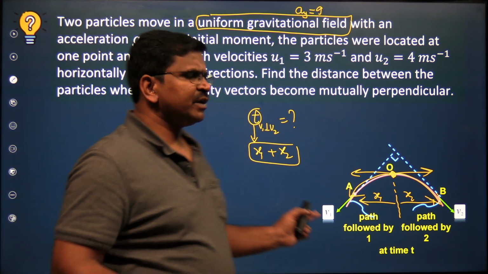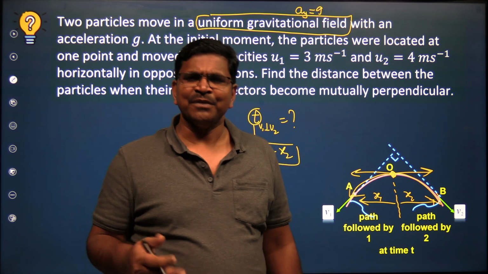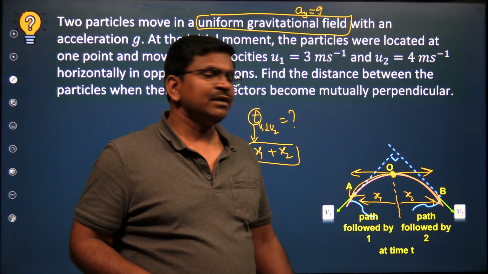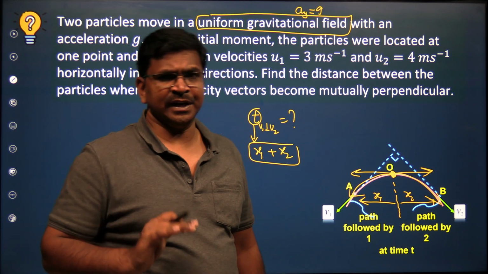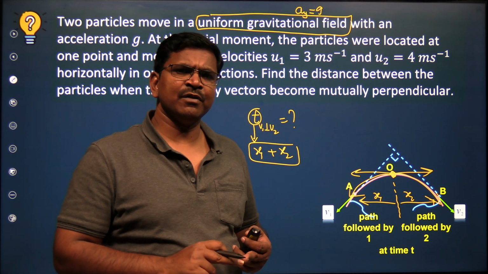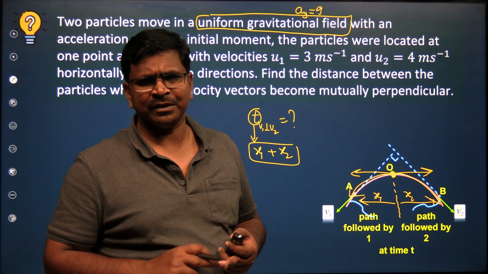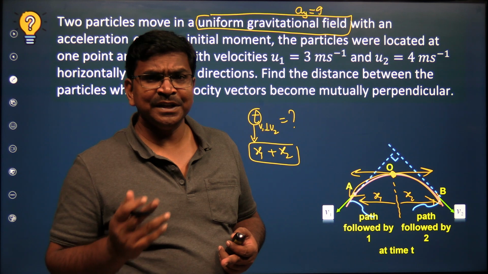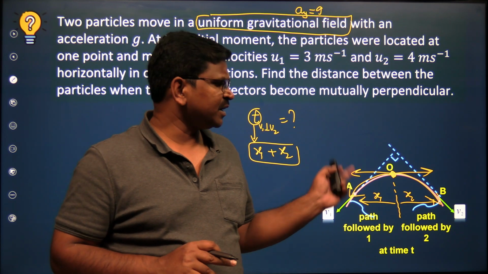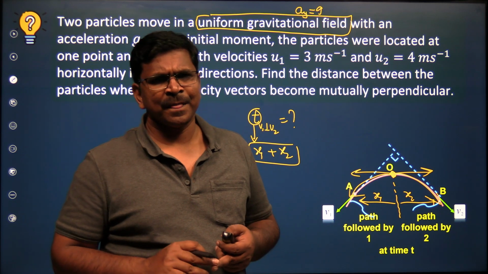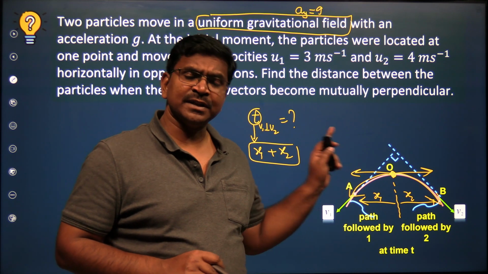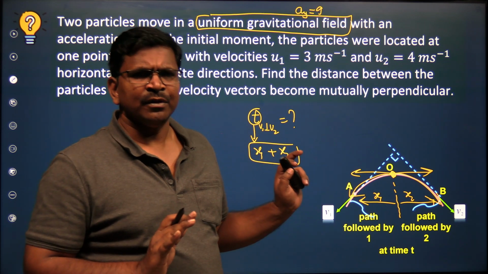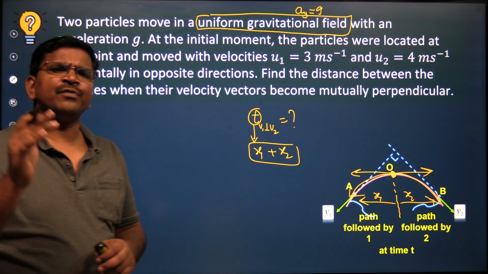At time t, V1 is V1x in i direction plus V1y in j direction, and V2 is V2x in i direction plus V2y in j direction. V1x is equal to U1 by default, and V1y is equal to gt. Similarly, V2y is also gt, and V2x is U2. Simple idea. And from that, by making the dot product, you are going to find out the time t.